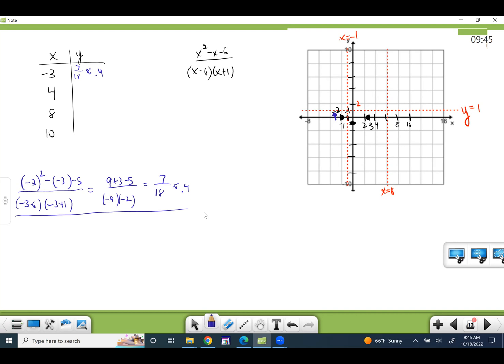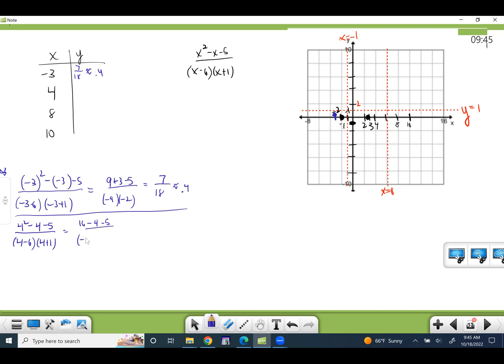All right, let's do the next one. I'm going to substitute in 4. So 4 squared minus 4 minus 5 over 4 minus 6 and 4 plus 1. 4 squared is 16.